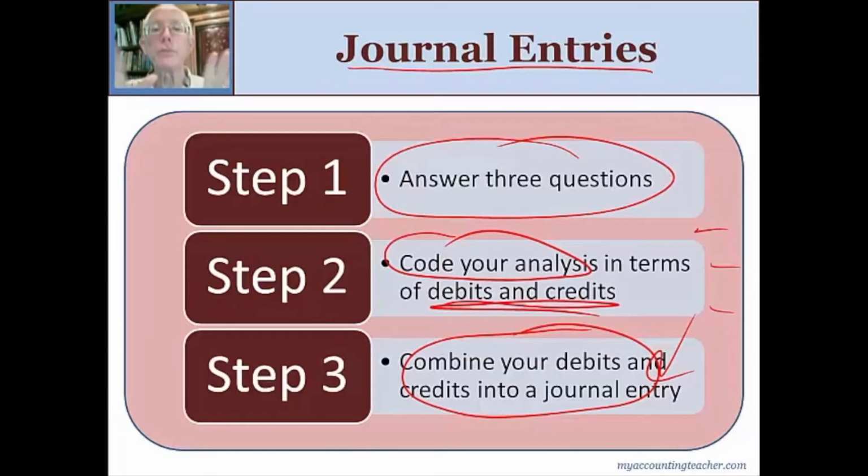Step 1, we got 3 questions to answer. Step 2, now let's code that in terms of debits and credits. Step 3, let's put those debits and credits into a sentence. And by the way, when we're doing this step 3, we're going to make sure that our debits equal our credits to make sure we've thought of everything. 3 steps, that's all it is.